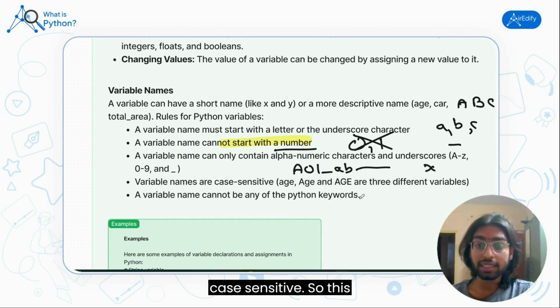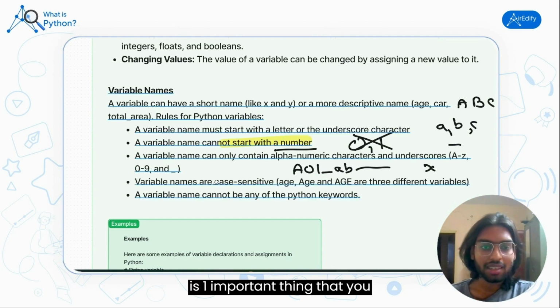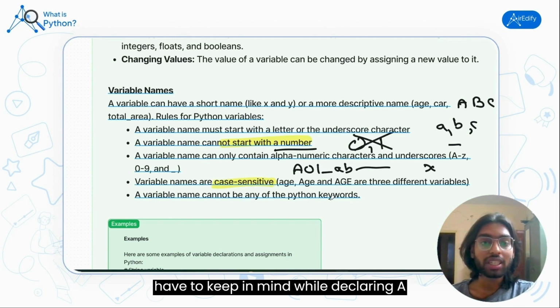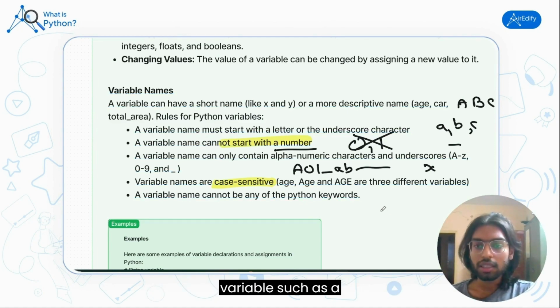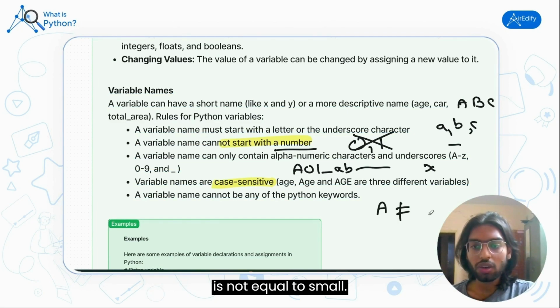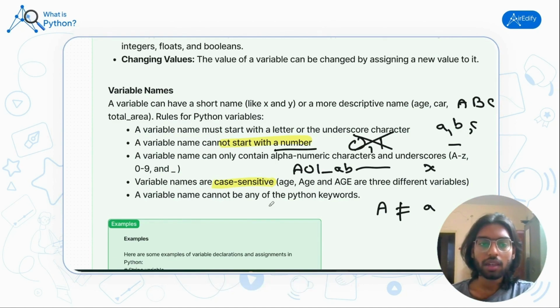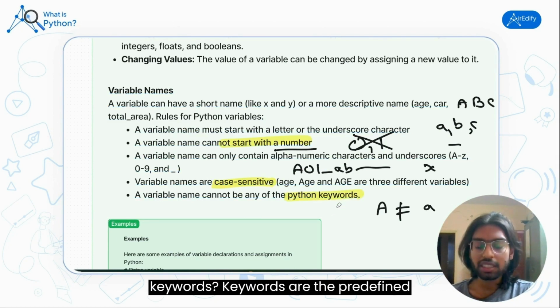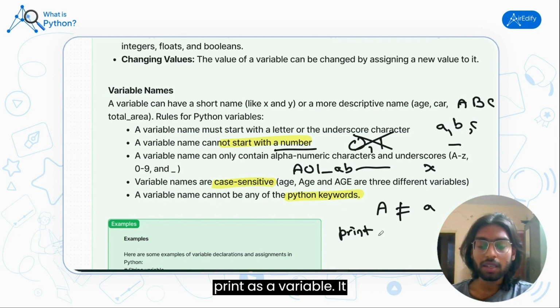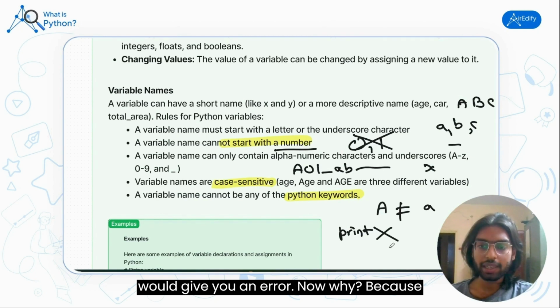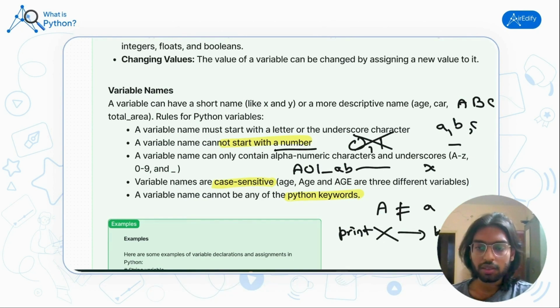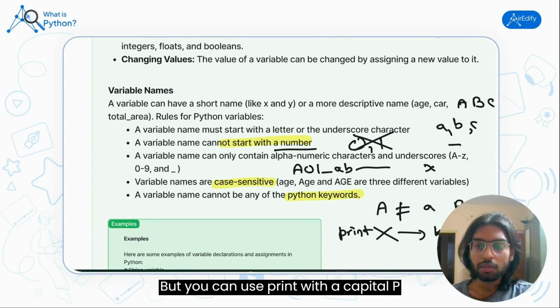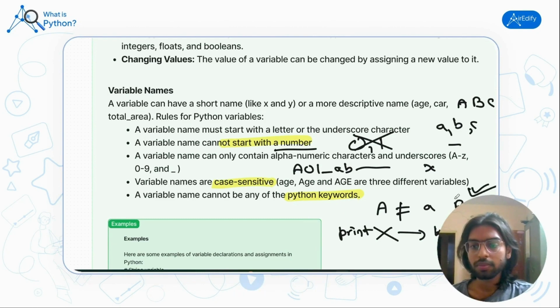Now, variable names are case sensitive. So this is one important thing that you have to keep in mind while declaring a variable, such as capital A is not equal to small a, and variable cannot be Python keywords. Now, what do you mean by keywords? Keywords are the predefined words that Python uses. If you try to use print as a variable, it would give you an error. Now, why? Because this is a keyword. But you can use print with the capital P. This is correct because of the case sensitivity rule.